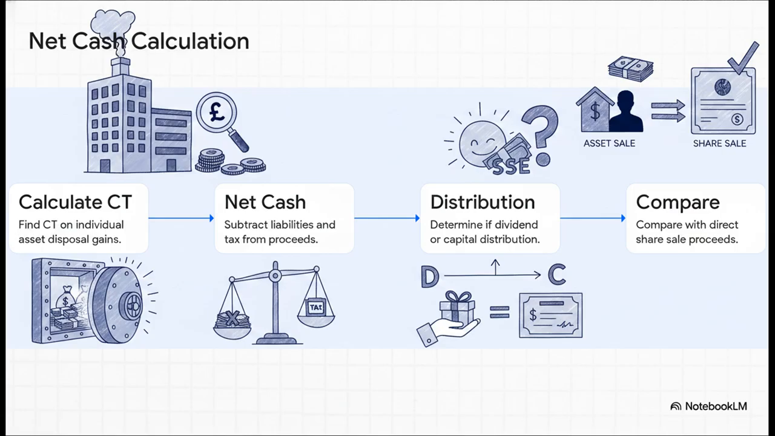Okay, so here is your vital 4-step net cash calculation for a trade and asset sale. Step 1, you calculate the corporation tax on the individual asset disposal gains. Step 2, calculate the net cash remaining in the subsidiary after those liabilities and that tax are paid off. Step 3, determine exactly how that cash is distributed up to the parent. Now remember, pre-liquidation distributions are treated as exempt dividends, whereas post-liquidation distributions are treated as capital, which conveniently might qualify for our good friend the SSE. Finally, step 4, you compare this final net cash figure with the direct share sale proceeds.